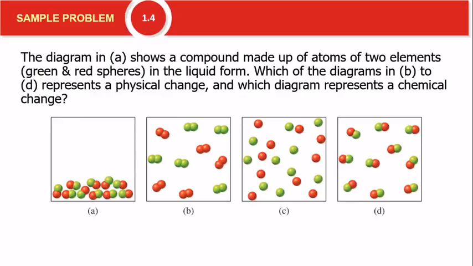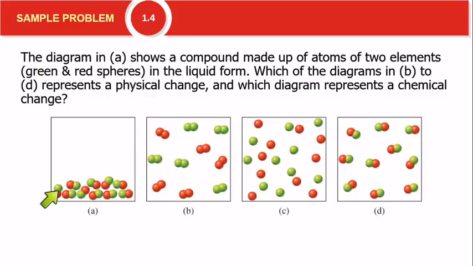Okay, here's a sample problem. The diagram shows a compound. We're looking at diagram A. The diagram shows a compound made up of atoms of two elements. So we've got the green ones and the red ones. And so each of these little molecules is one red and one green. This is in the liquid form, and so we see that they're just kind of plopped all over each other, but they're close together. This is asking which of the diagrams in B to D, so which of these three, represents a physical change.